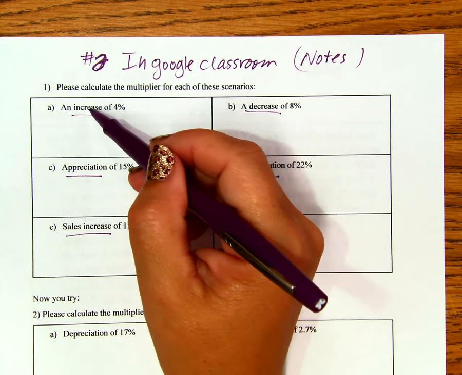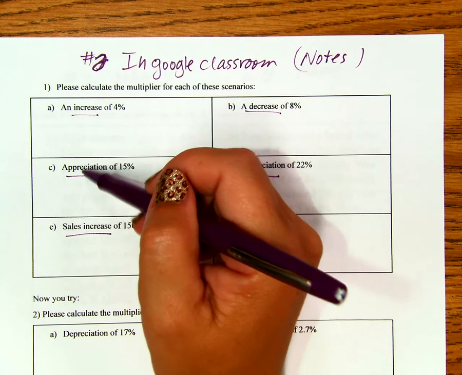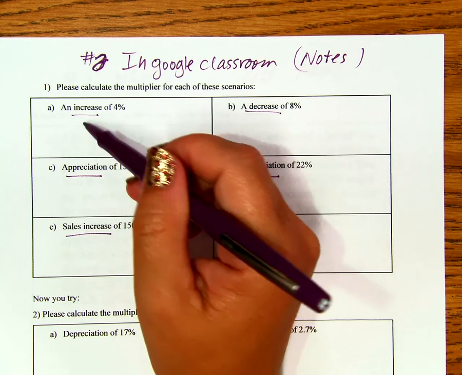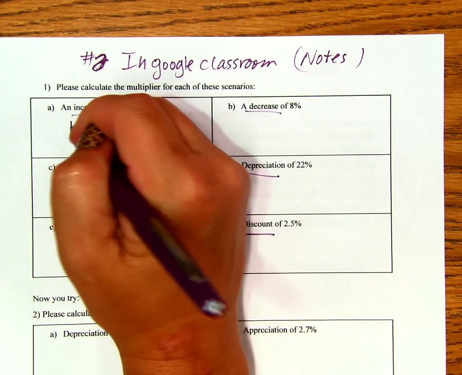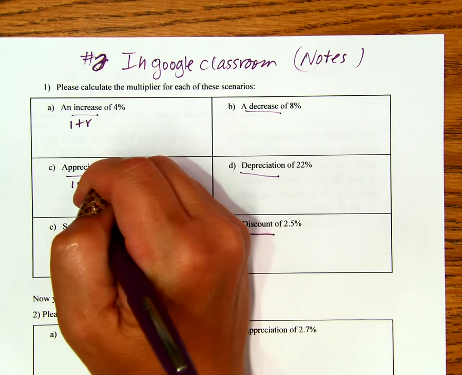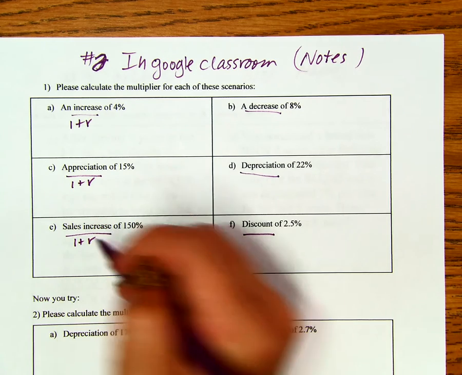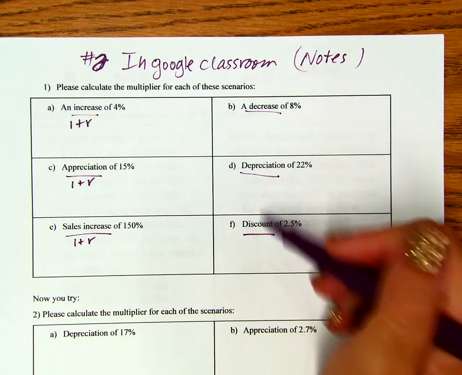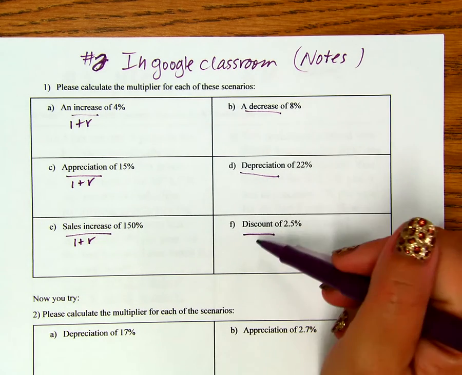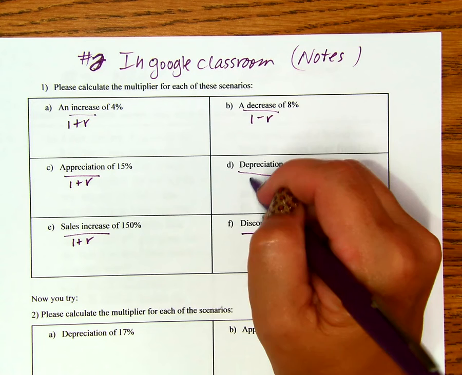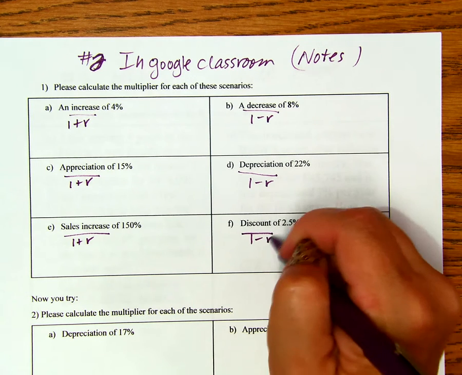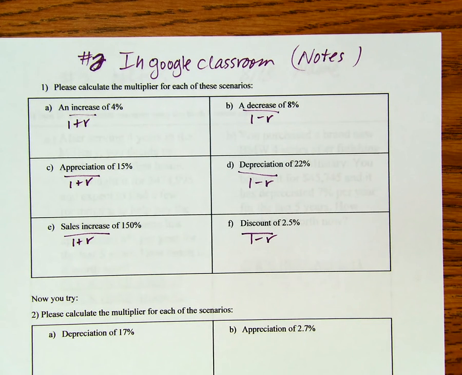First of all, any of the words that mean appreciate, increase, sales increase, these are all going to go up and above the original value of an item. So we used a formula called the 1 plus R formula, 1 plus the rate. And when it was decrease or depreciation or discount, or all these words mean less than, we knew that we had to subtract the R, subtract the rate, in order to calculate that multiplier. So hopefully those two formulas sound familiar.